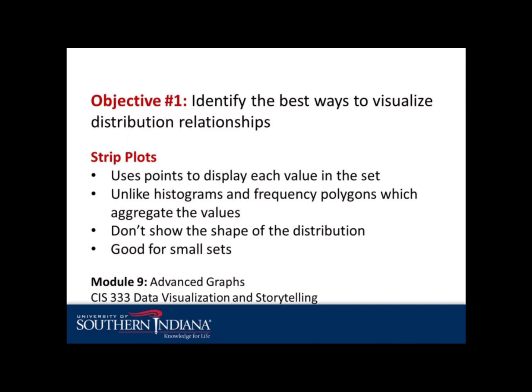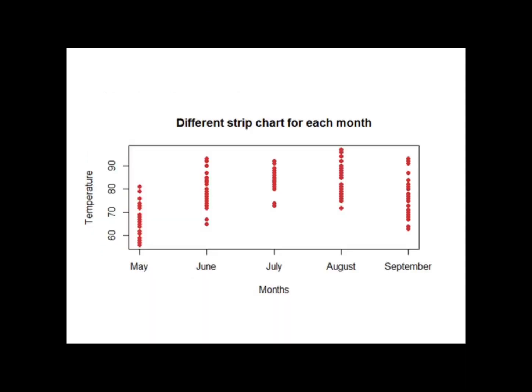Okay, the other way to visualize distribution relationships is the use of a strip plot. Strip plots use points to display each value in a set. So unlike histograms and frequency polygons, they don't aggregate the values. So they also won't show the shape of the distribution. So here is what a strip plot looks like.